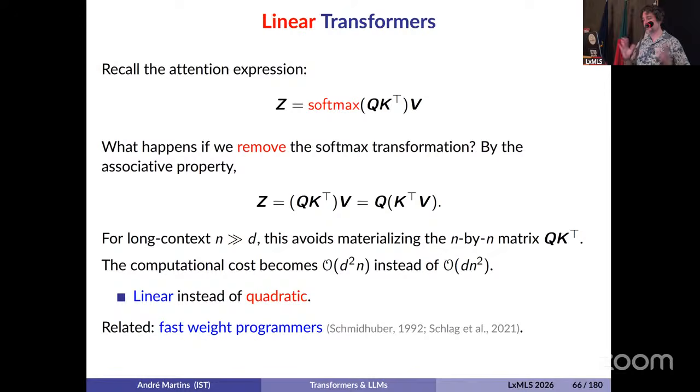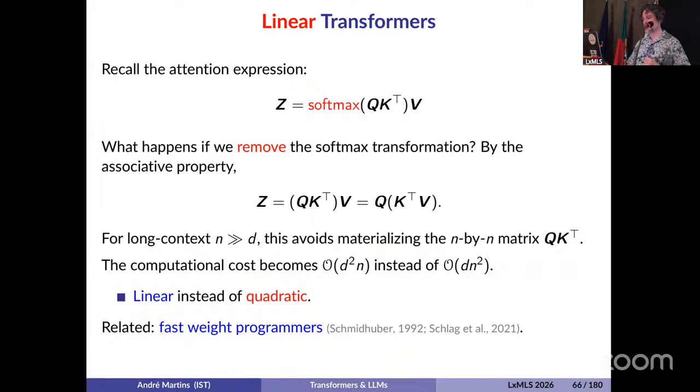Okay, so this is a very simple trick. We can reduce the computational cost from d squared times n to dn squared. Sorry, the opposite. So from dn squared to d squared n. Okay, so it becomes linear in n. So this is related to things that are much older, like fast weight programmers by Schmidhuber in '92.